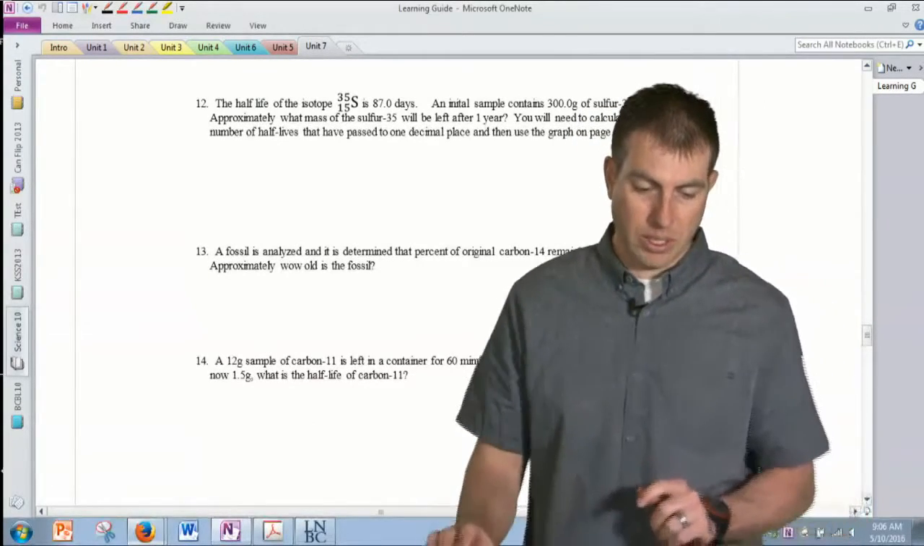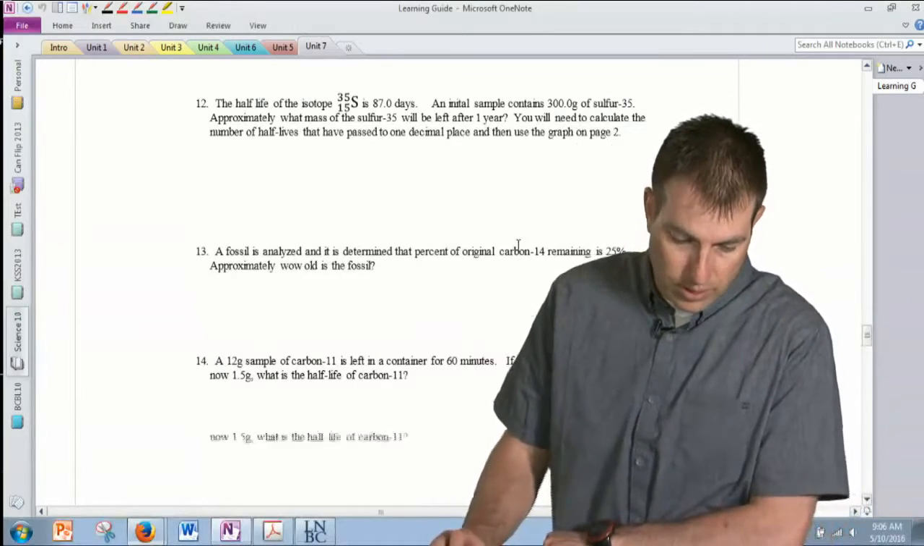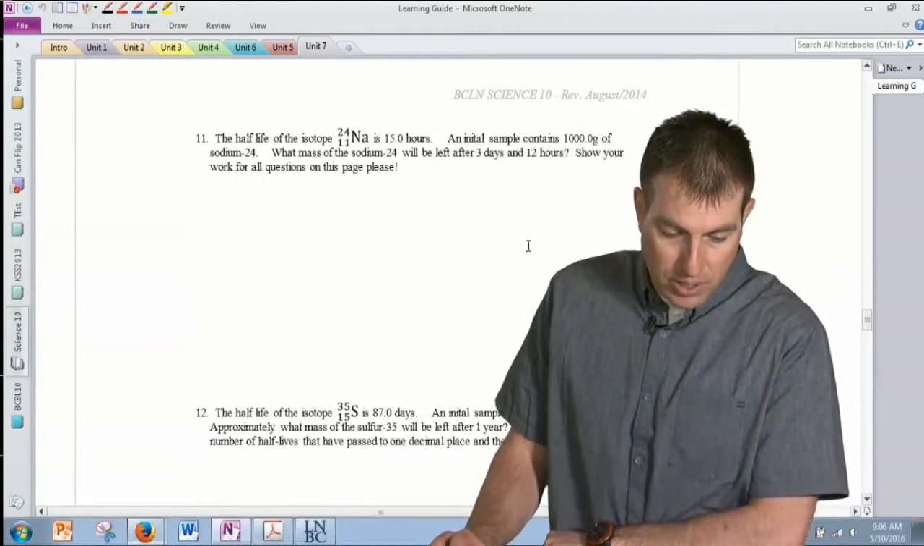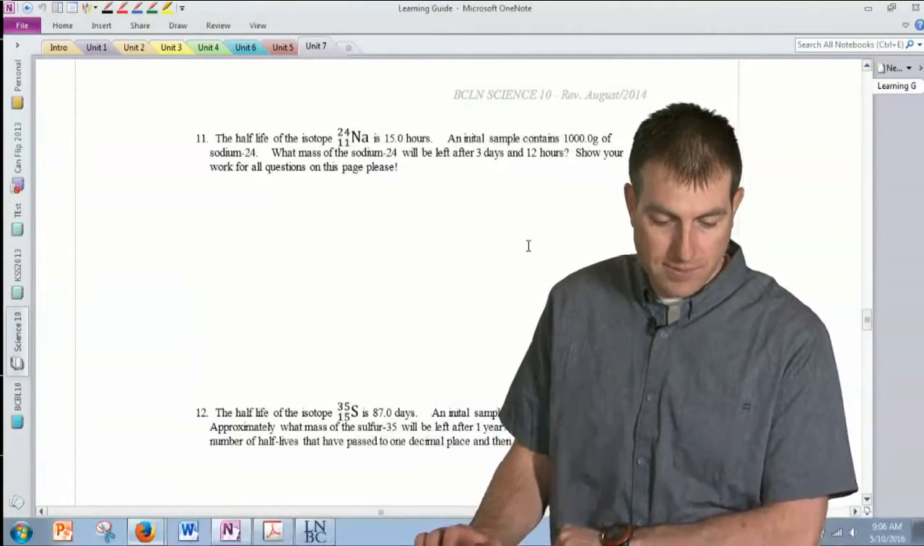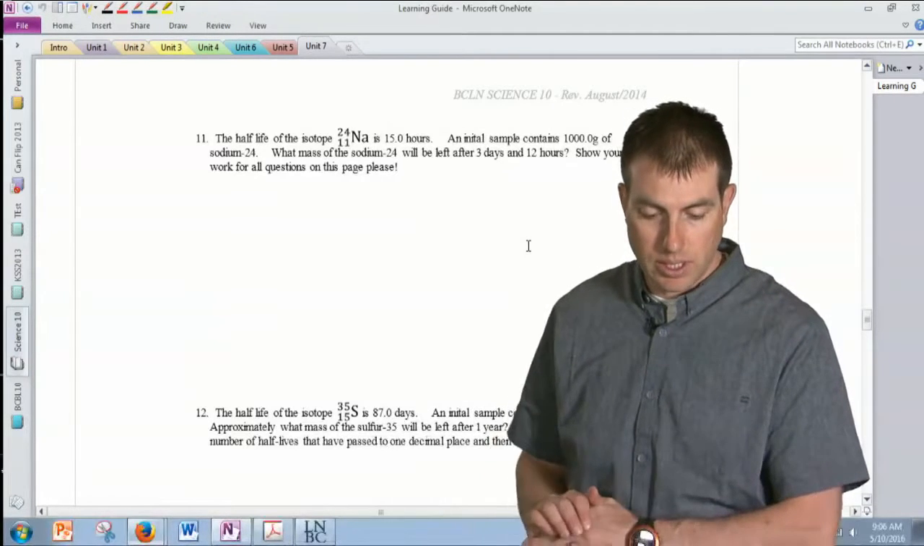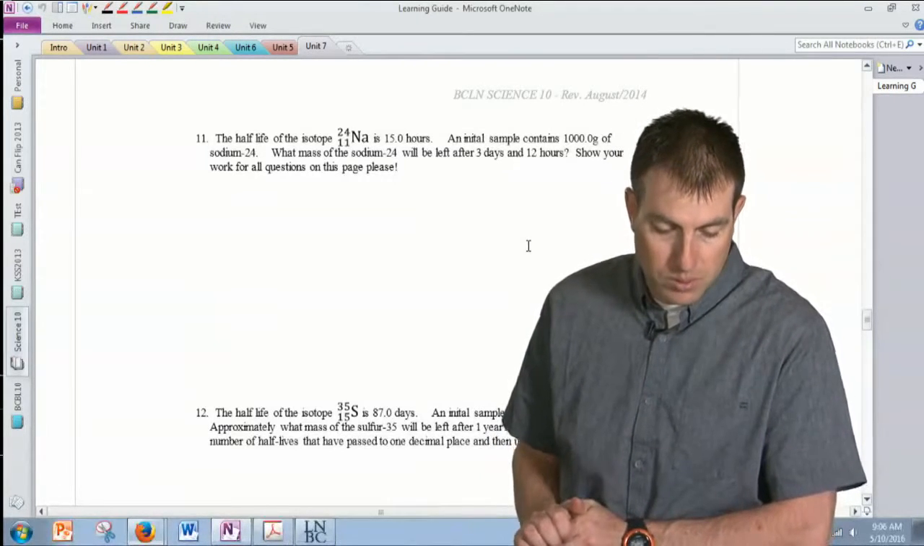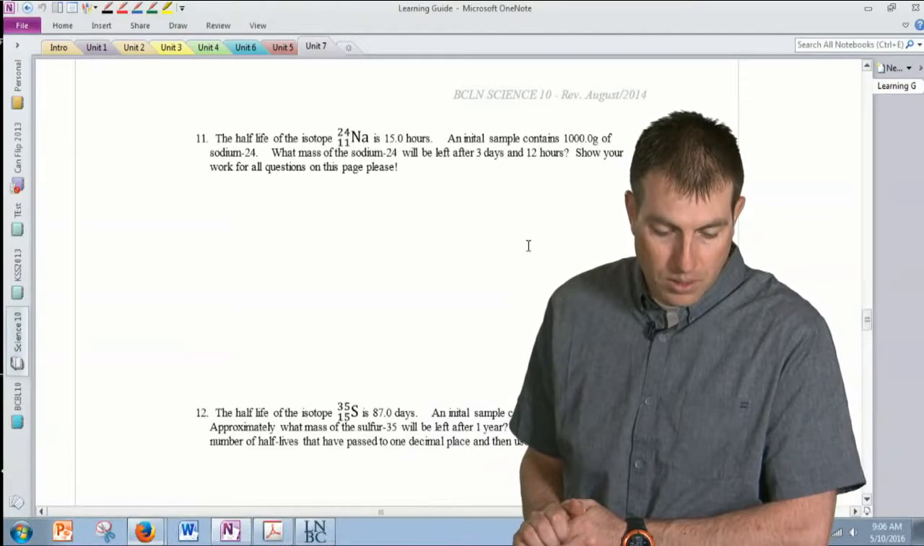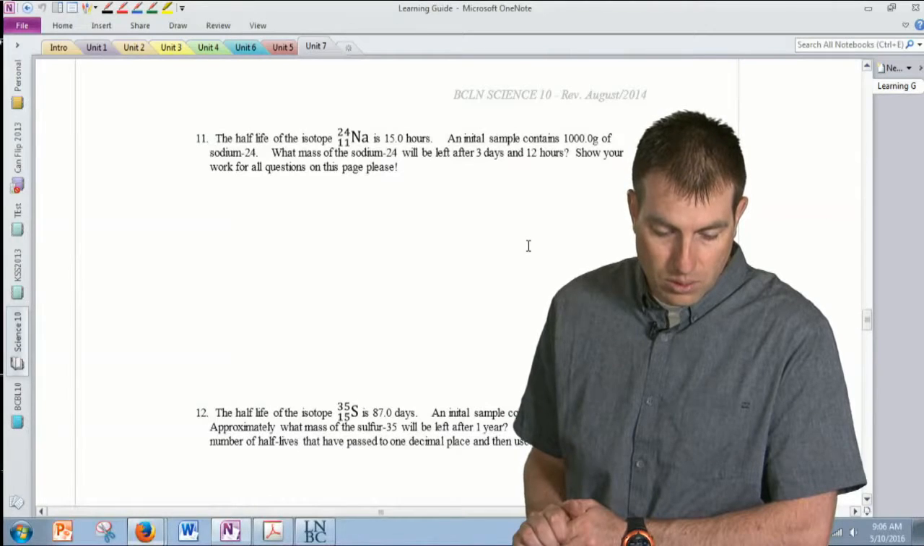Of course, I didn't bring my calculator, so you guys are going to have to help me out here. The half-life of an isotope of sodium is 15 hours. The initial sample contains 1,000 grams of sodium-24. What mass of sodium-24 will be left after 3 days and 12 hours? Show your work.